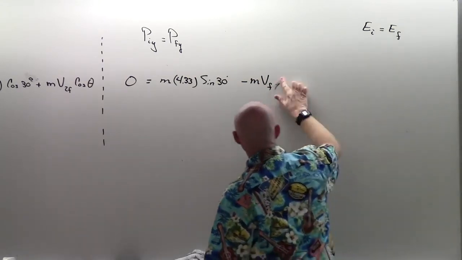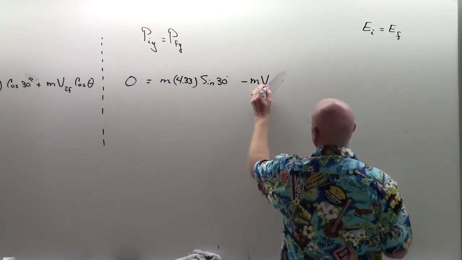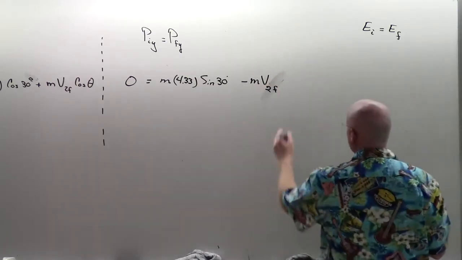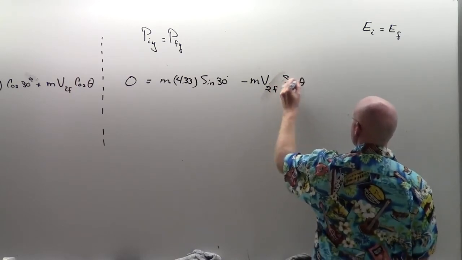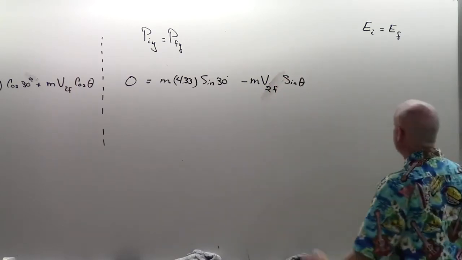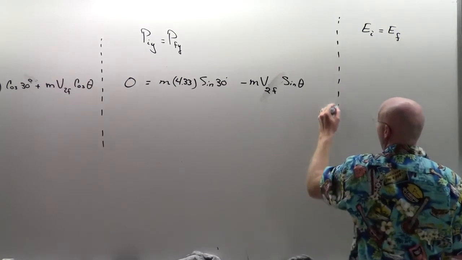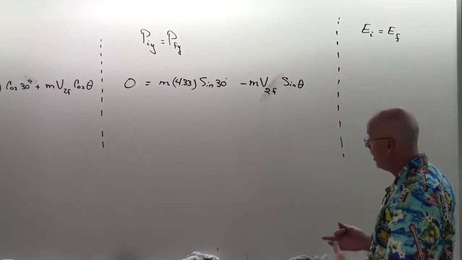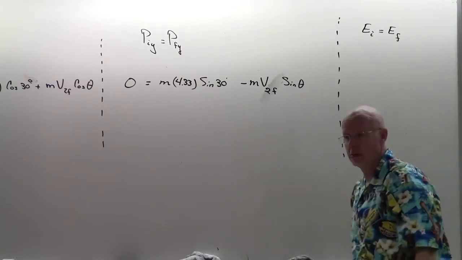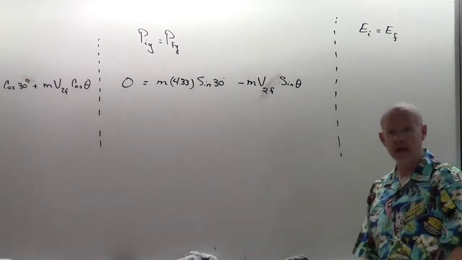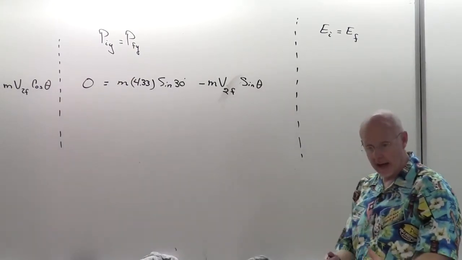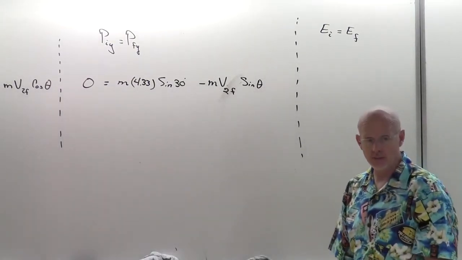Although I changed my order there. How about v2 final? And then it would be the sine of theta. And I could probably stop right there, because there are two unknowns, which means I need two equations. I don't know the speed and I don't know the angle of the struck ball.